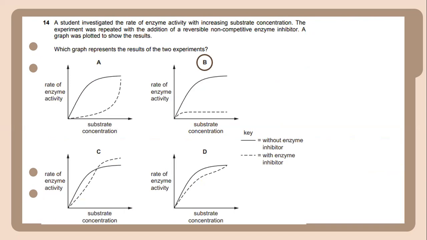The answer given here is rate of enzyme activity versus substrate concentration, which is applicable to diagram 4. However, if you look at diagram B, the graph without the enzyme inhibitor increases higher as compared to the graph of the line with the enzyme inhibitor.